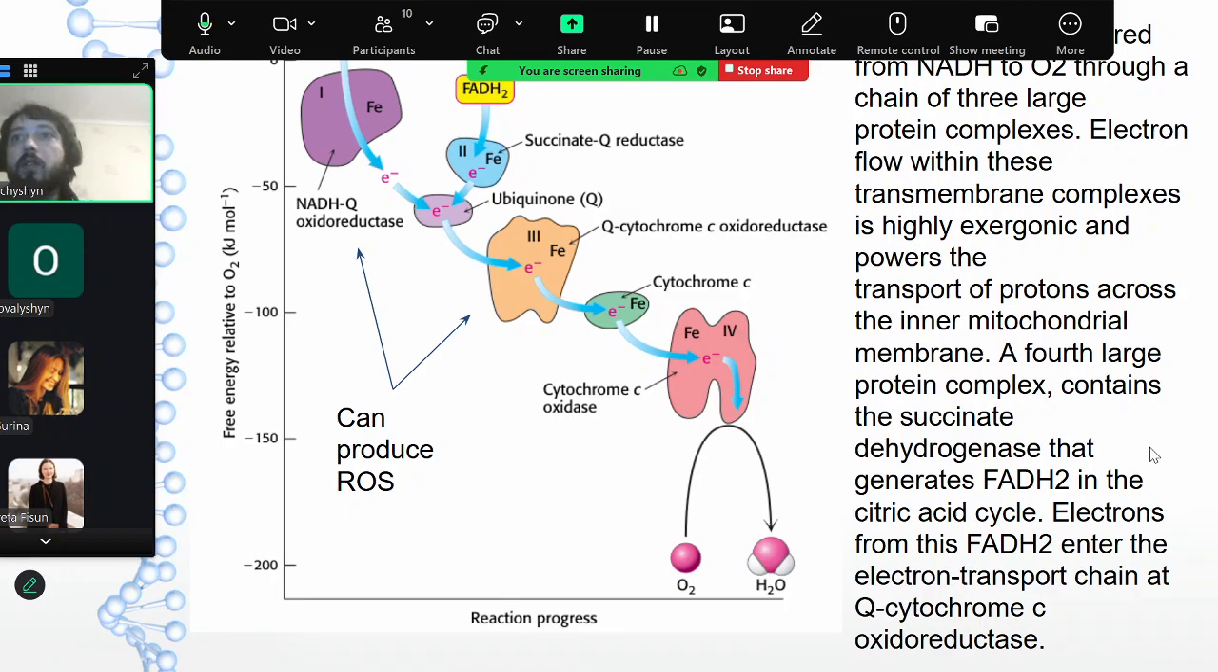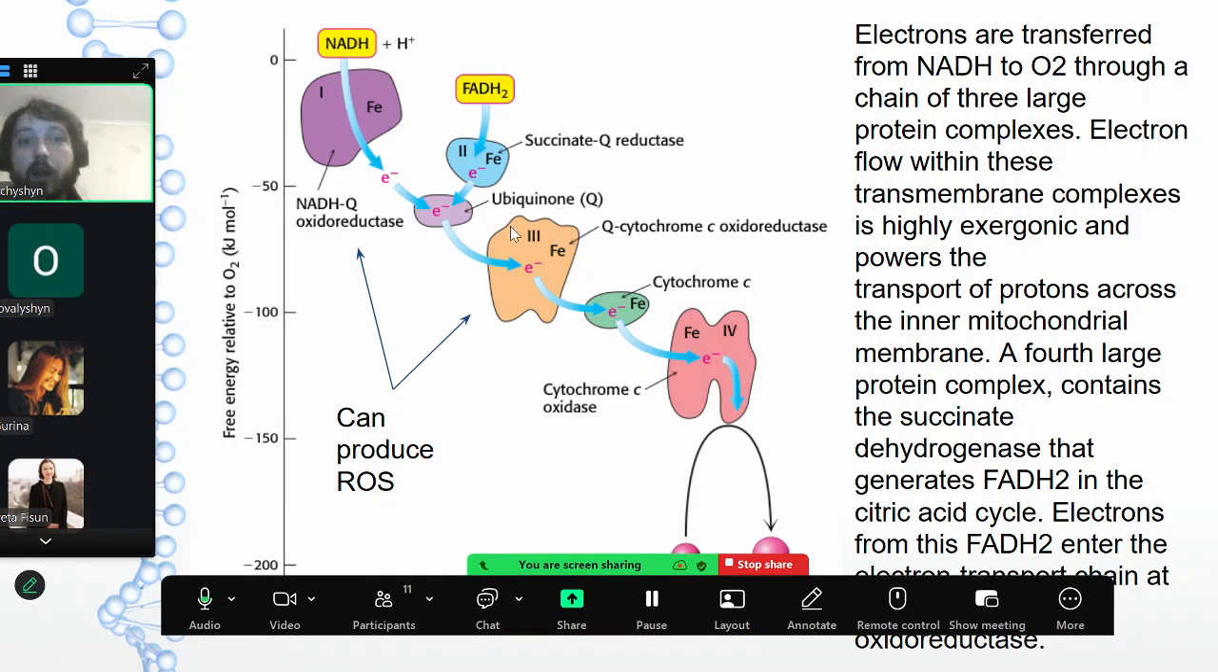A fourth large protein complex contains the succinate dehydrogenase that generates FADH2 in the citric acid cycle. Electrons from this FADH2 enter the electron transport chain at Q cytochrome C oxidoreductase. So here you see how electrons flow. So here is complex 1.